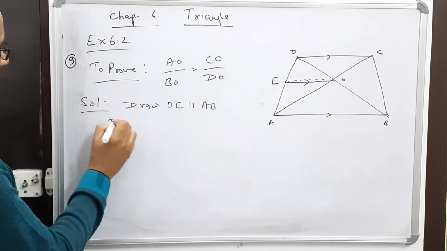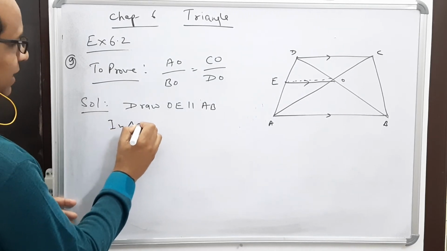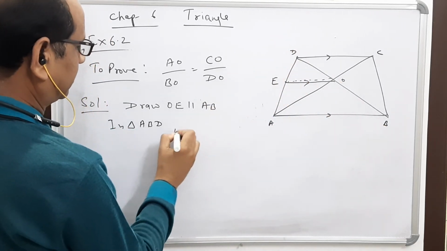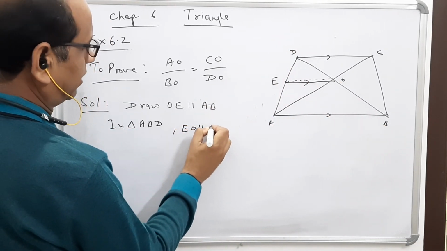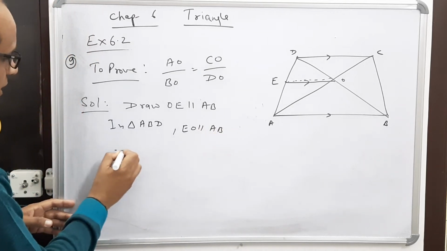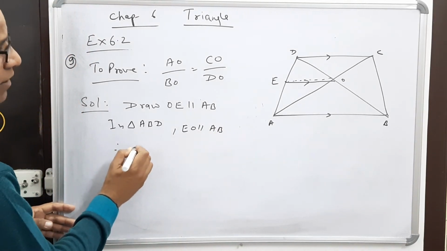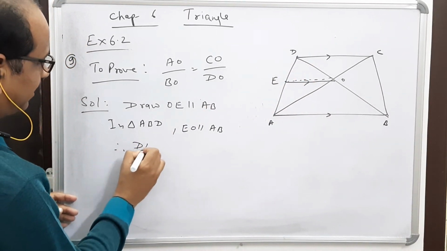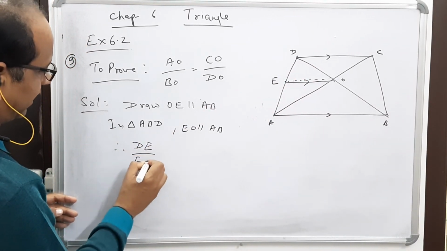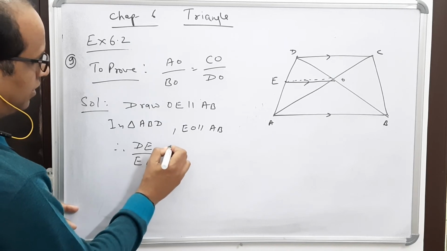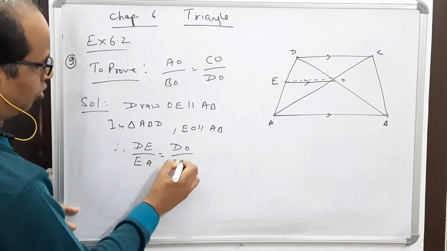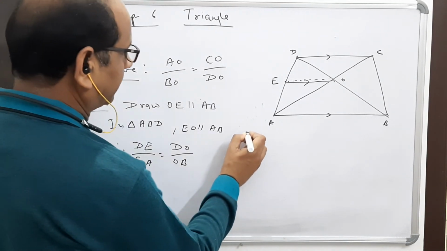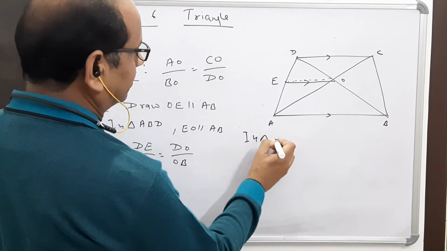Now, in triangle ABD, this EO is parallel to AB. Therefore, what you will find, please see, when this line is parallel to this line, it is DE upon EA is equal to DO upon OB. First one.